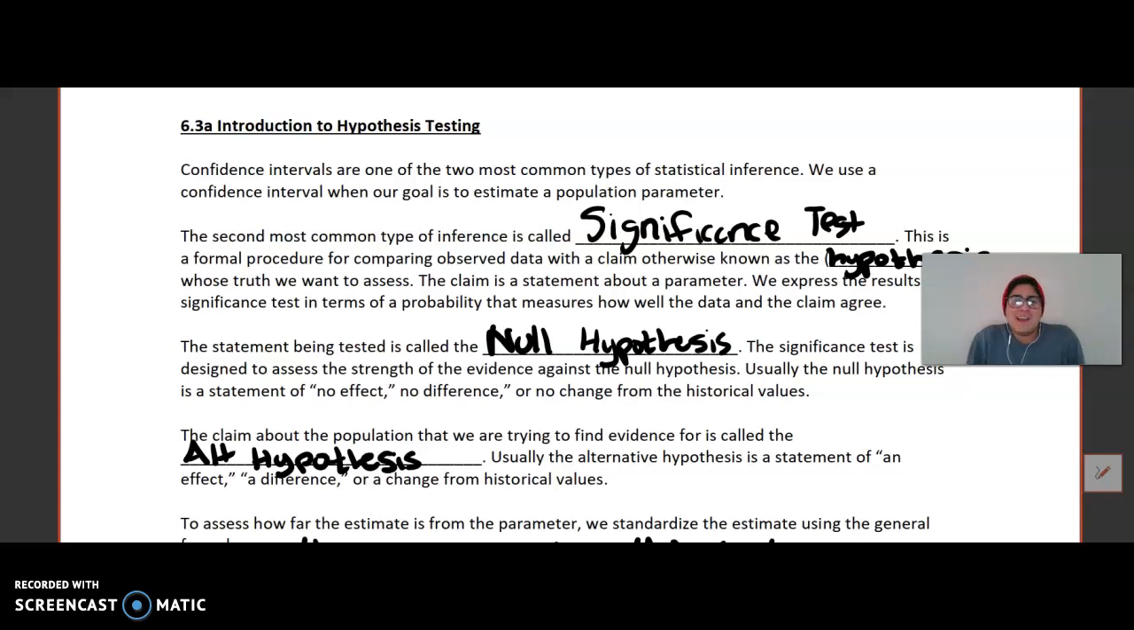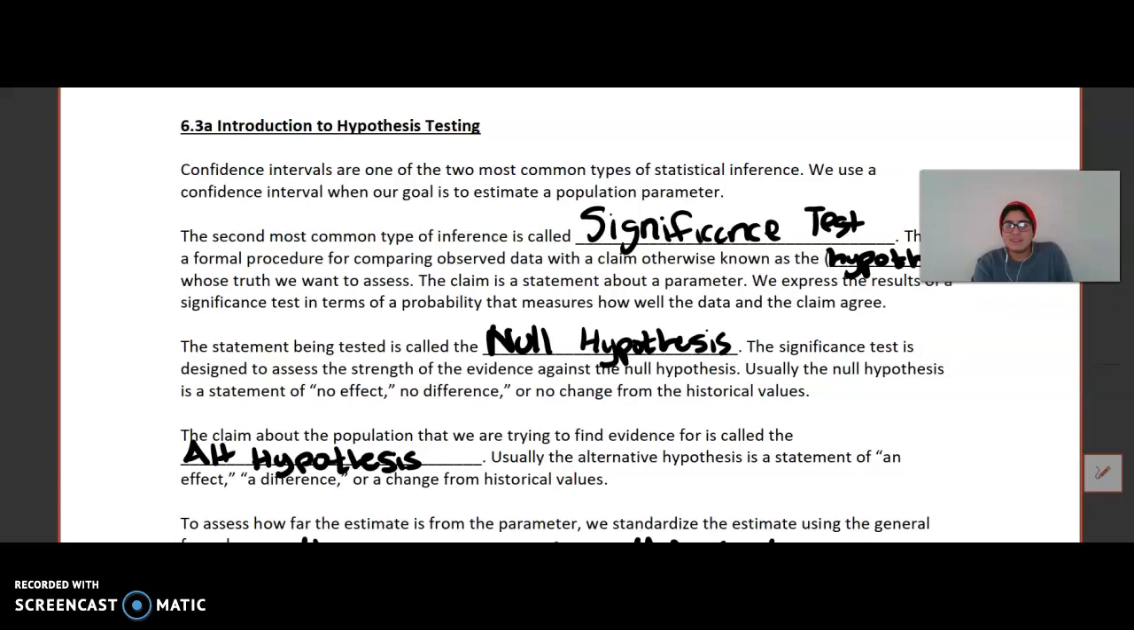Okay, so we've already looked at one sample and two sample hypothesis testing for a population proportion, so let's spice it up for a population mean. We're aware that confidence intervals are one of the two most common types of statistical inference, and our goal for an interval is to estimate a population parameter. The second most common type of inference is what we call a significance test.